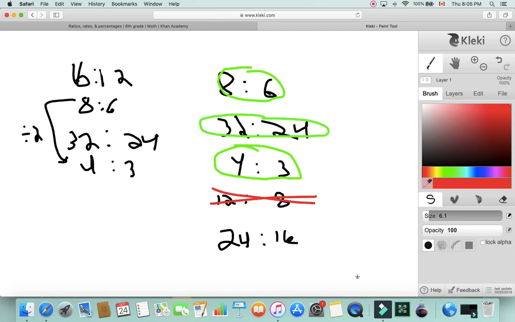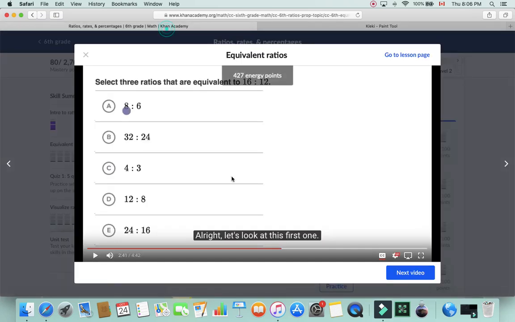How about 24 and 16? Well, you can get... Wait, let me think. But look. Think about it. If you do this, it makes it 12. Then you can get 24, but that'll be 18. So that doesn't work, right? And you can think of it like this: 4 to 3 times 6, and it needs to be an 18. So that does not work. Boom, boom. So it's A, B, and C.